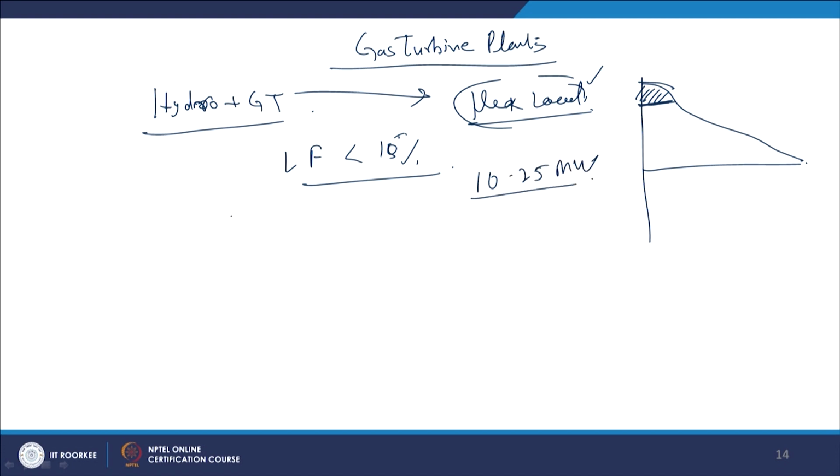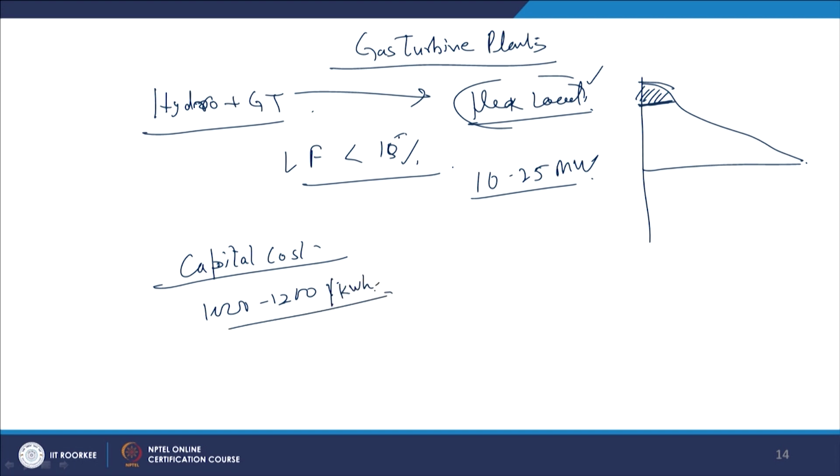Okay. Capital cost, if you compare the capital cost, it is 1000 to 1200 per kilowatt for a gas turbine power plant. If you go for steam, it is 1600 to 2000 per kilowatt. The thermal efficiency of a gas turbine power plant is less compared to steam power plants, because gas is being used as a working fluid. So, the discharge of energy is quite high in the case of a gas turbine power plant.